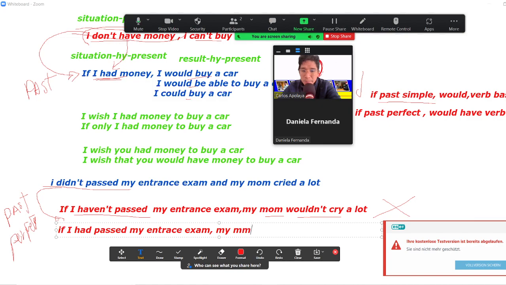My mom wouldn't have cried a lot. Mi madre no habría llorado un montón.